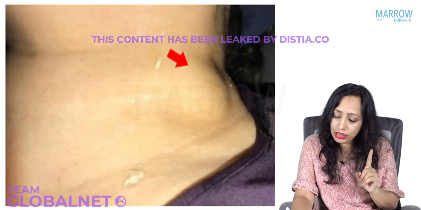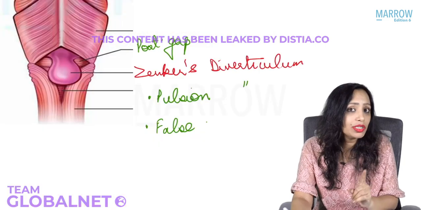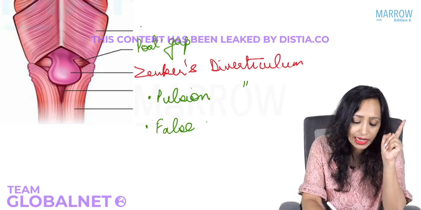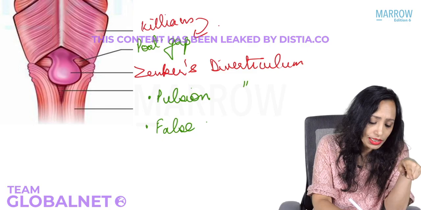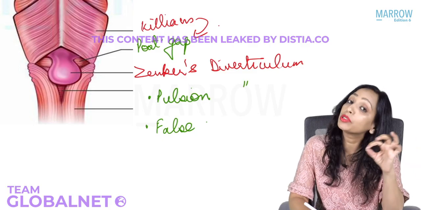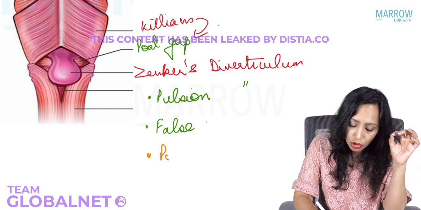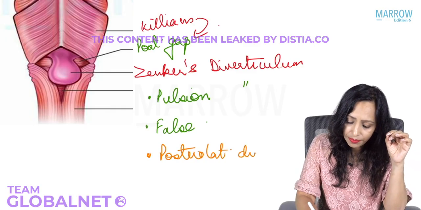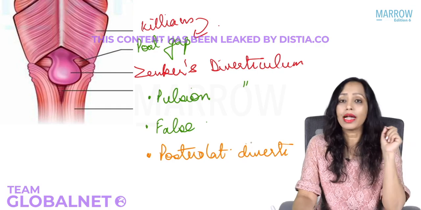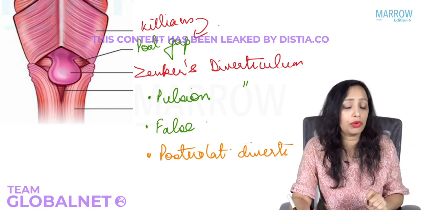Okay, so now just see what I am telling. What I am telling you is that this is a posterior gap. Okay, Killian's dehiscence is a posterior gap. But Zenker's diverticulum is not only a posterior diverticulum. This is a posterolateral diverticulum. Is that clear? It is a posterolateral diverticulum.